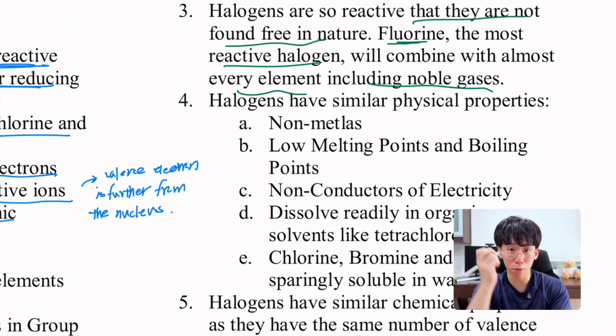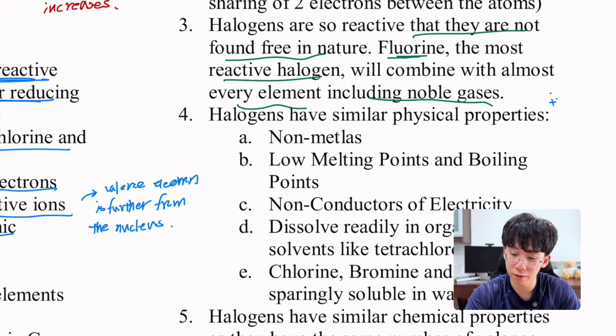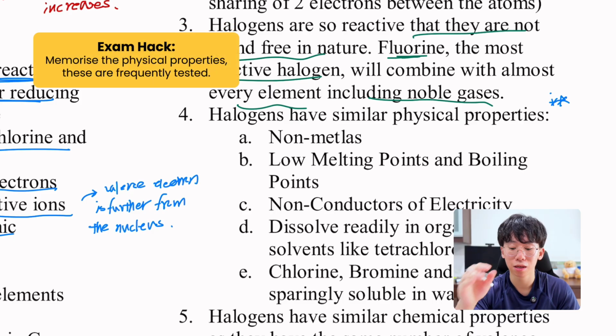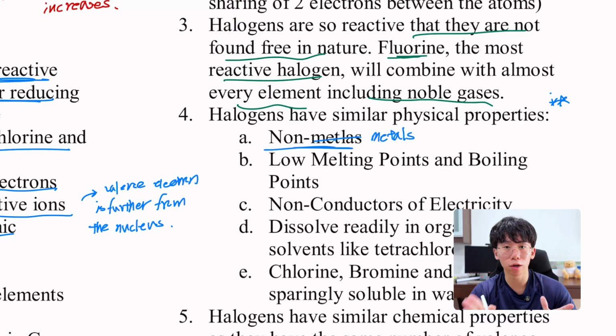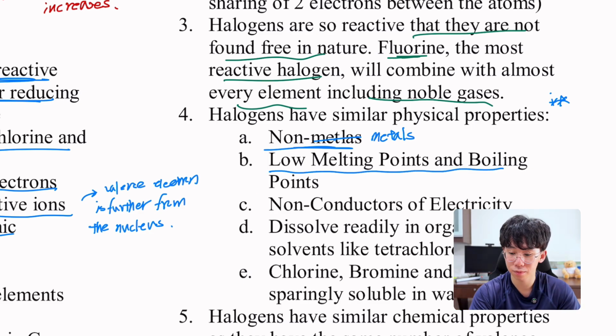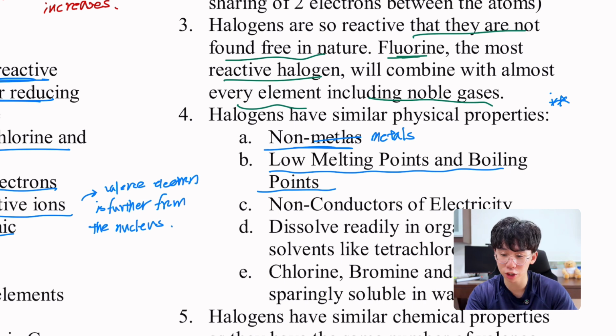As for the physical properties of your halogens, this is very important and you absolutely have to memorize this. Your halogens tend to be non-metals. Your halogens also tend to have low melting points and boiling points. Not surprising because these are non-metals, right? And remember, these tend to form simple molecular structures.